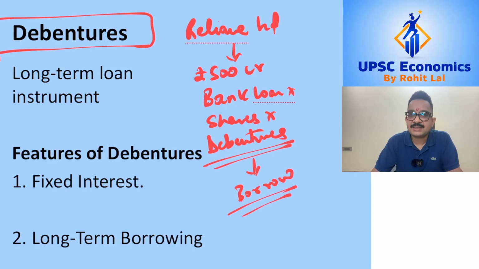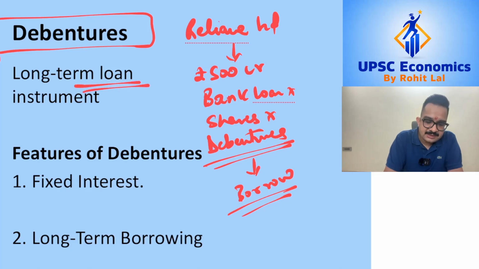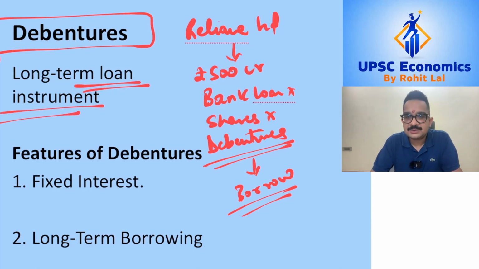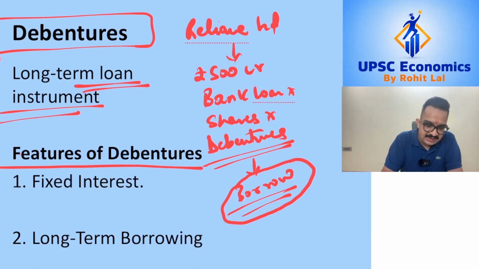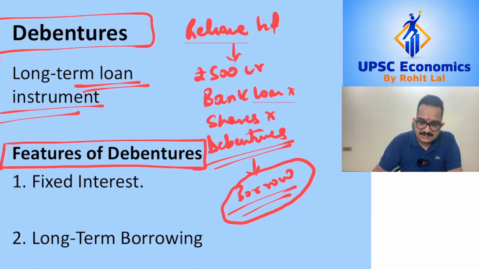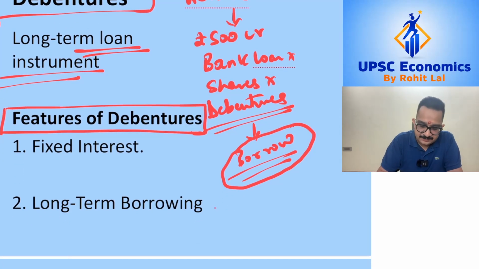So debentures are basically loan instruments which enable companies to borrow money from investors. So the keyword here is that companies use debentures to borrow money from investors and thereby finance the objectives they might have. Now if you talk about the features of debentures, let's take this example a step further.